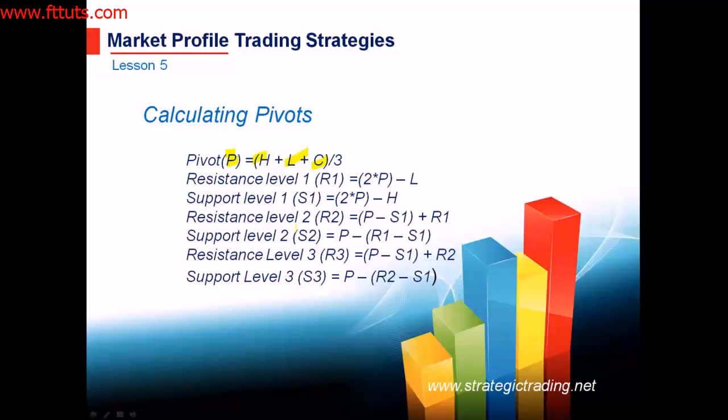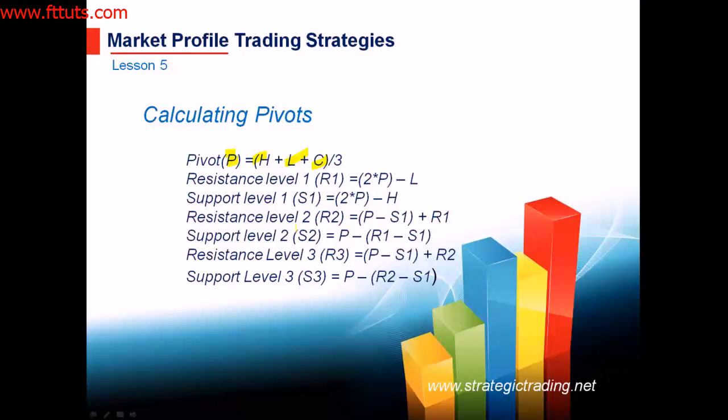This is the number that I have to calculate all the other numbers that make up the pivots. So now that I have my initial pivot, and again, I'm just taking the high, the low, the close, adding them up and dividing by 3. So basically it's an average of the movement that happened during the day. High, low, plus close, divide by 3.